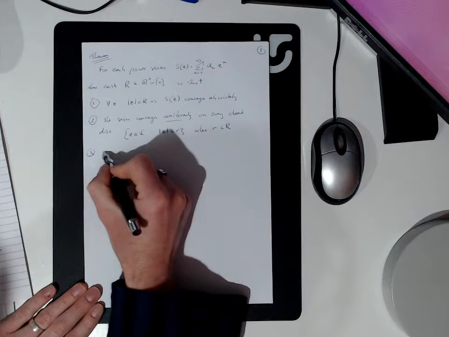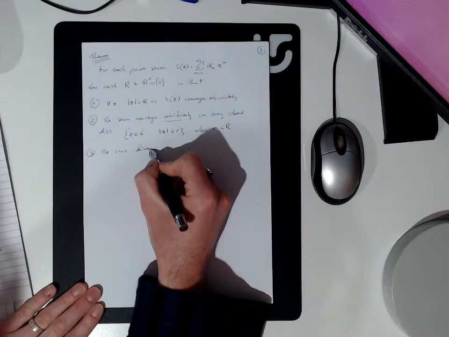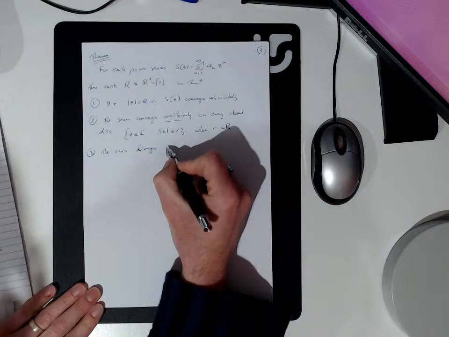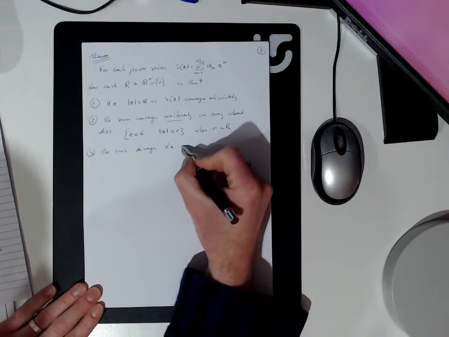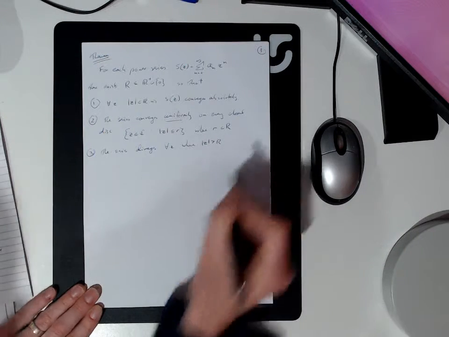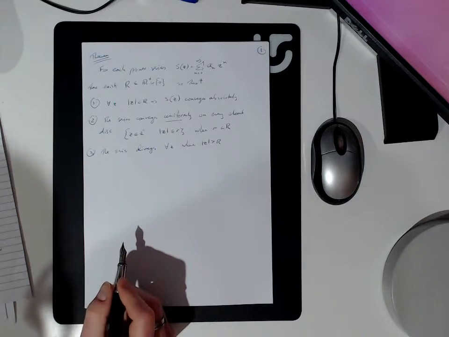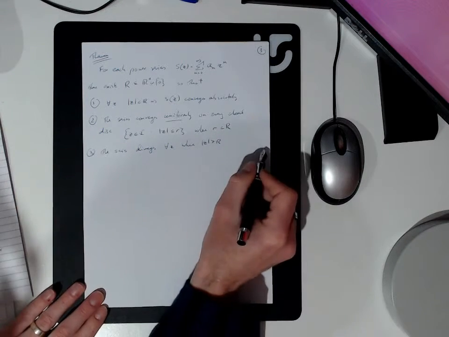And 3, the series diverges for all z where the modulus of z is bigger than r. And of course the theorem doesn't say anything about what happens when the modulus of z is equal to r. But yeah.